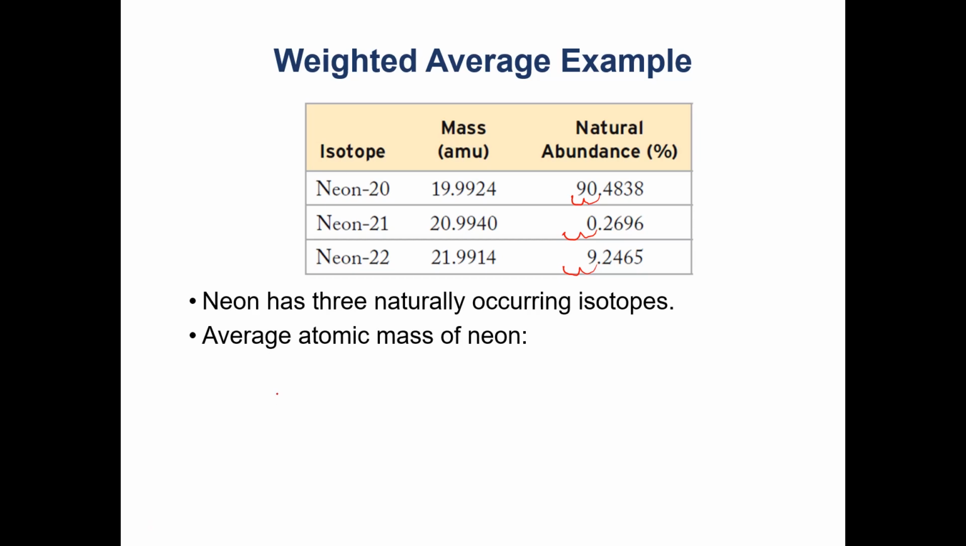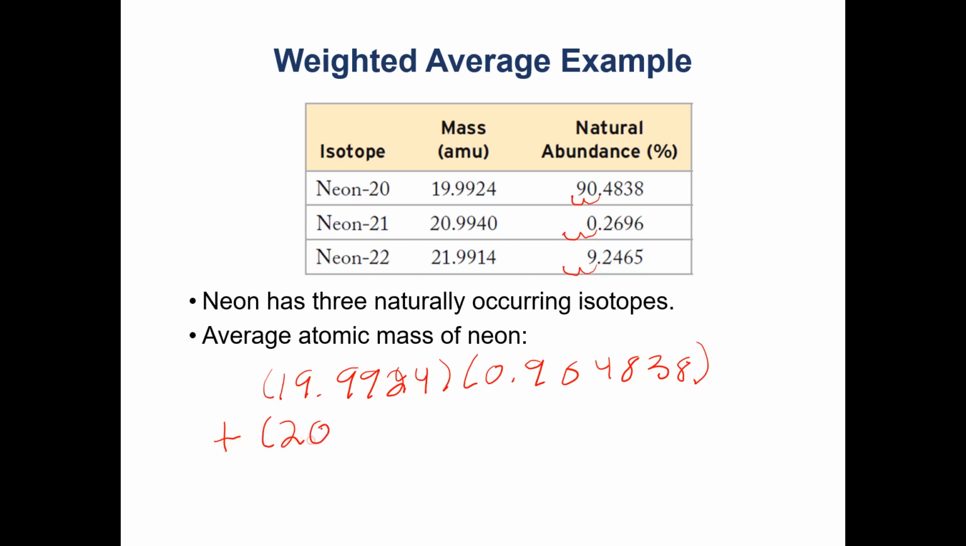And then we take our mass in AMU. So if we take our first isotope and we multiply that by its percentage as a decimal, then for our second isotope, we do the same thing.